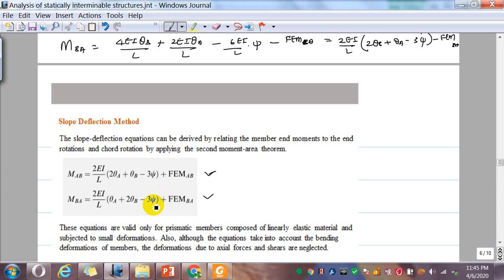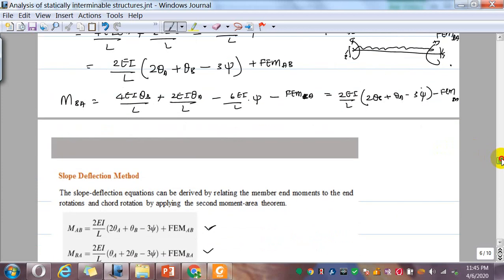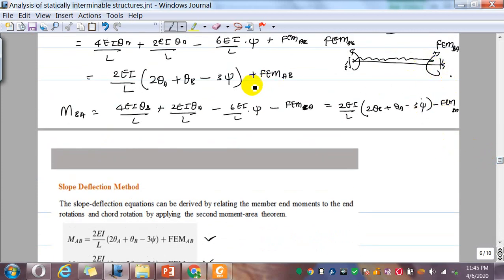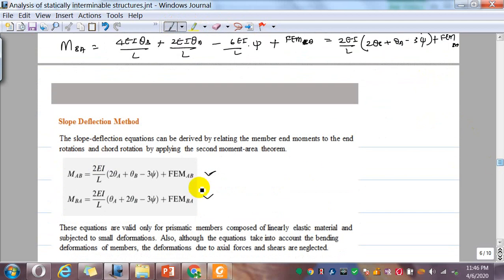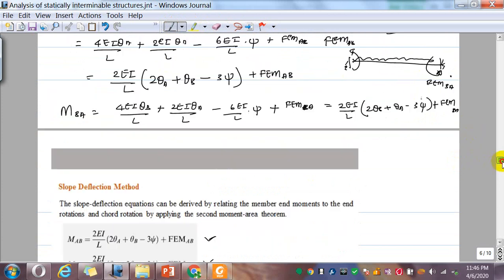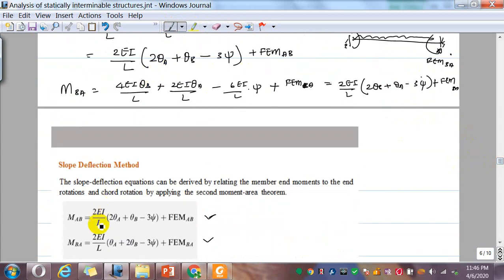Here plus is given because it is considered positive, but in a real condition you will see that it becomes minus. Anyway, we'll assume this to be positive and keep it plus, but when we apply it in a real situation we'll see that it is negative. So now these are the two equations that we have derived. This is the first equation, 2θ, θB, 3ψ, FEM.